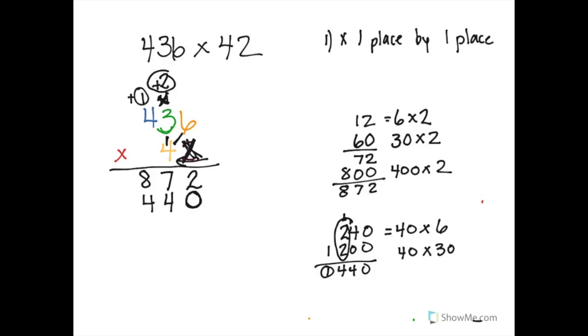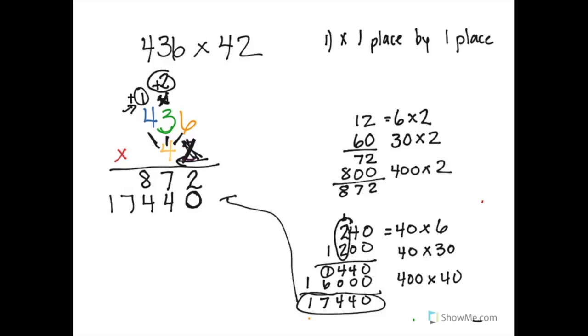So now I'm going to do 4 times 4, which is 16, or essentially 400 times 40, which is 16,000. But I still have this 1 right here that I need to add, so that would be 17. So now I have this number right here, and I have this number right here, and now I'm going to add them together.